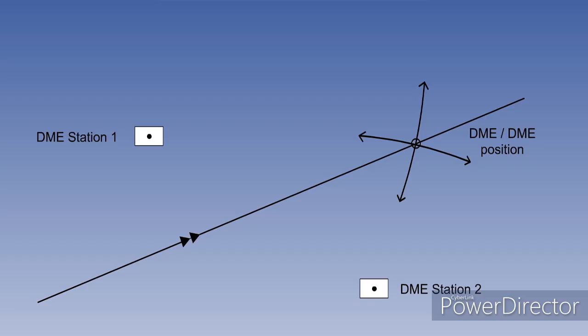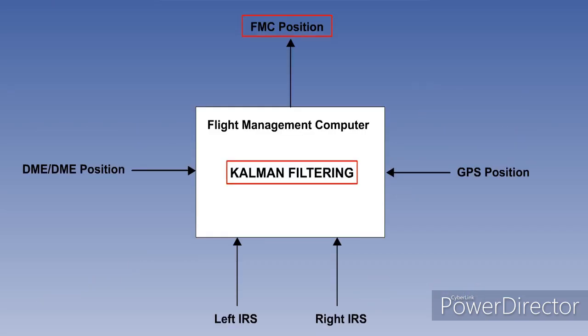Not all inputs are always available. DME is a line of sight system, so it can be blocked by hills or the curvature of the Earth. GPS can have blank spots. A process known as Kalman filtering produces a statistically most probable position, known as the FMC position.